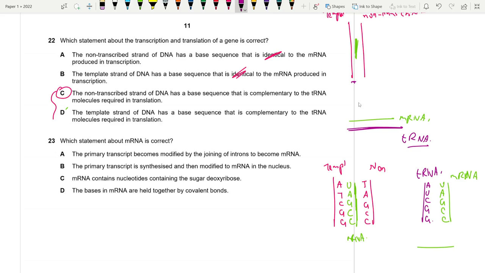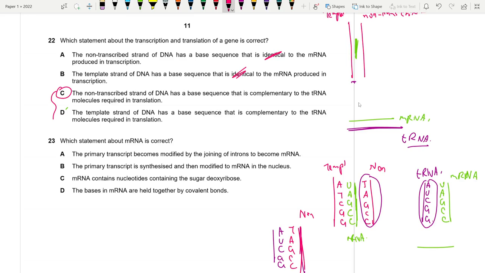So this tRNA molecule, who is it actually complementary to? Check it. This one is complementary to this one. Do you get it? Because A, U, C, G, G. And here, the pink strand, the non-transcribed one, T-A-G-C-C, get it? That's why the answer is C. Tricky. You need to know this. Also, the template strand is complementary to mRNA.